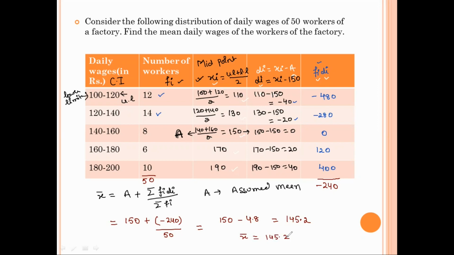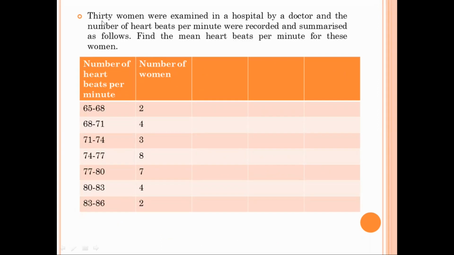Right? So let us take one more example to understand this assumed mean method. Now you can see in this question, 30 women were examined in a hospital by a doctor and the number of heartbeats per minute were recorded and summarized as follows. So find the mean heartbeats per minute for these women. So now these values are your class interval and this one is your frequency.